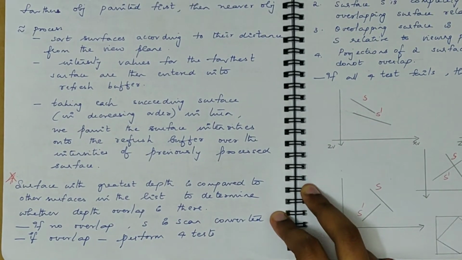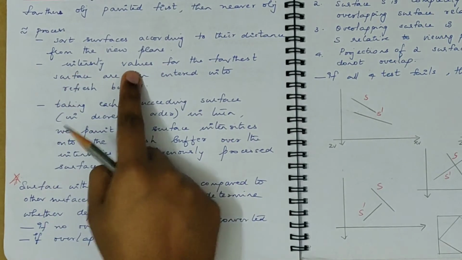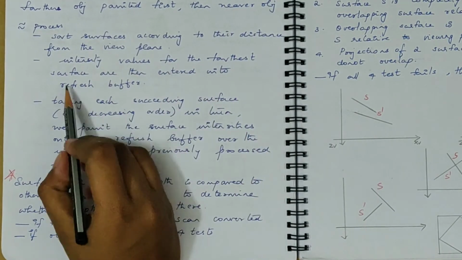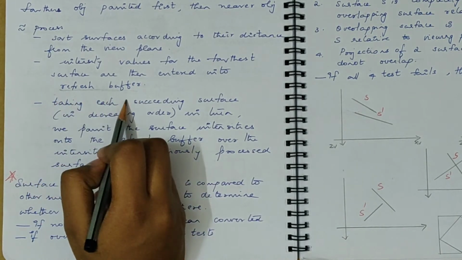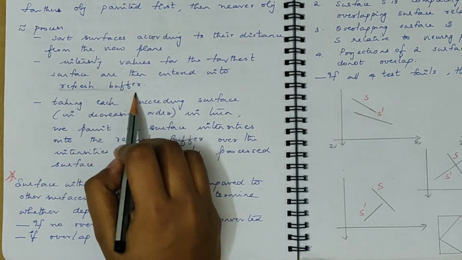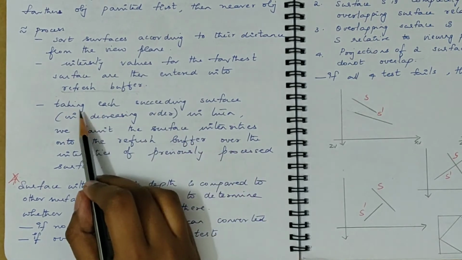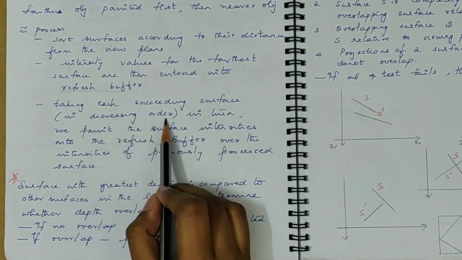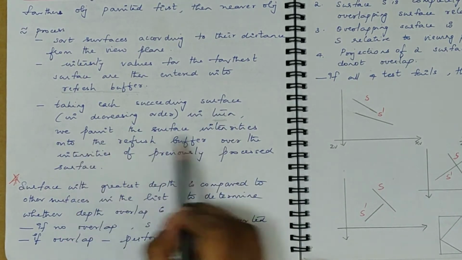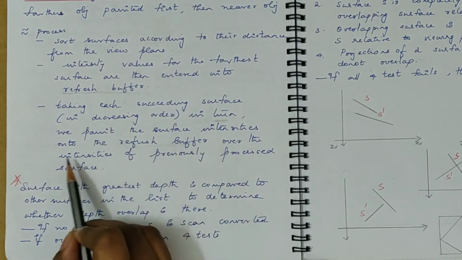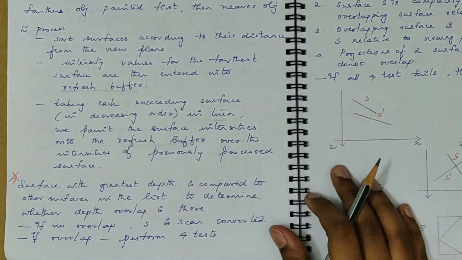First, the surfaces are sorted according to their distance from the view plane. Then the intensity values for the farthest surface are entered into the refresh buffer. So here also you have the refresh buffer coming, just like in your Z buffer algorithm. Then, once the intensity values are entered, we take each succeeding surface in decreasing order, in turn. Each surface will be taken in turn, and then we paint the surface intensity onto the refresh buffer over the intensities of previously processed surfaces, just like how you normally paint a scenery.